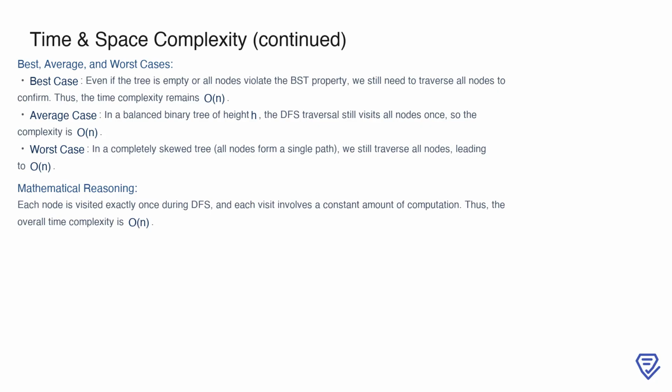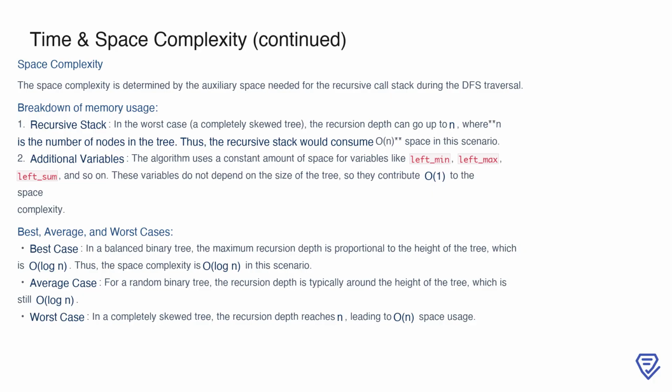of O(n). The space complexity of the algorithm is driven by the memory used for the recursive call stack during the depth-first traversal. In the worst-case scenario, where the tree is completely skewed, the recursion depth equals the number of nodes in the tree, n. This means the recursive stack could consume up to O(n) space. On the other hand, the algorithm also uses a constant amount of memory for additional variables like left_min, left_max, and left_sum.